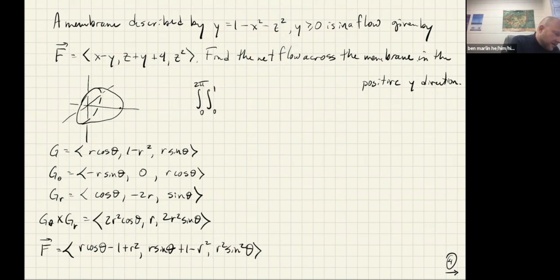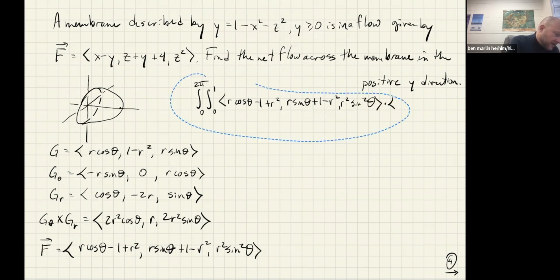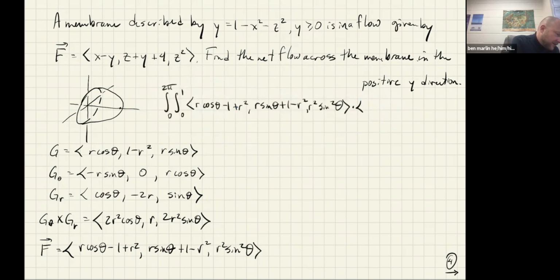And then we get to think about this horrifying dot product. Okay, r cosine theta minus 1 plus r squared, comma, r sine theta plus 1 minus r squared, comma, r squared sine squared theta. And then we have to dot with, oh my, I have to hold that back farther so we can write it all down. 2r squared cosine theta or 2r squared sine theta, dr d theta.